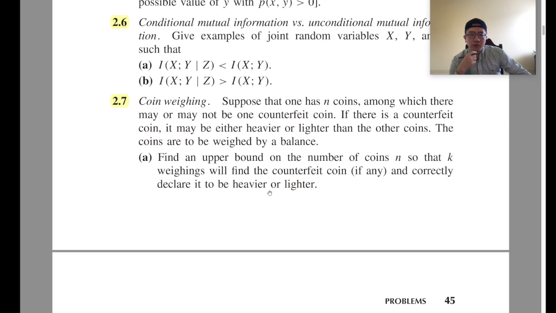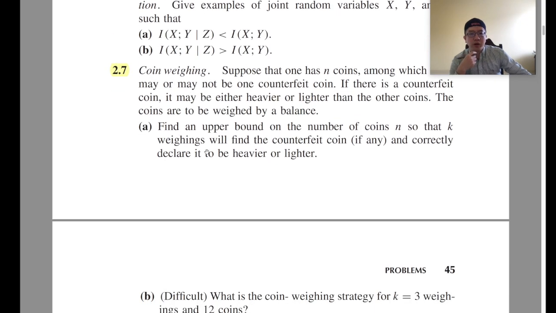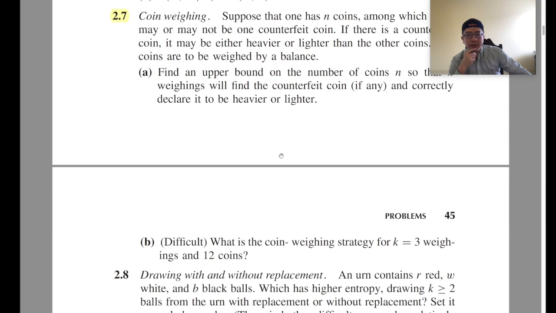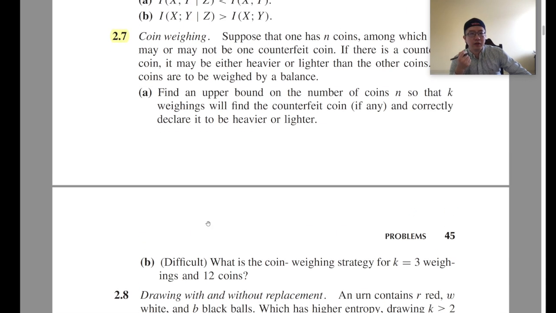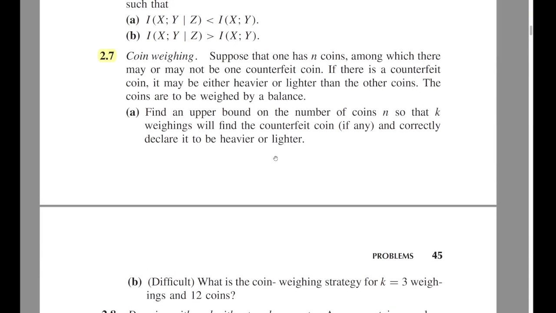So in this case, we have two questions. The first one is pretty okay, right? The first one is to find the upper bound of the number of coins n so that k weighings will find the counterfeit coin, and correctly declare it to be heavier or lighter, right? But the second one is to find a specific scheme to achieve it, right? So that is pretty hard. Okay, so let's see the first one, which is the easier case.